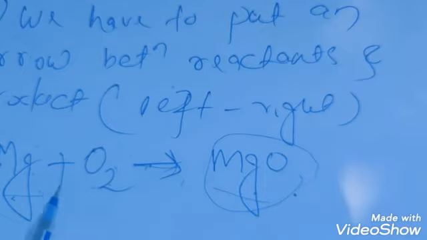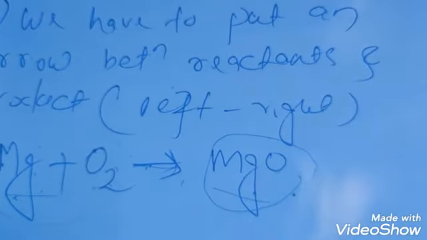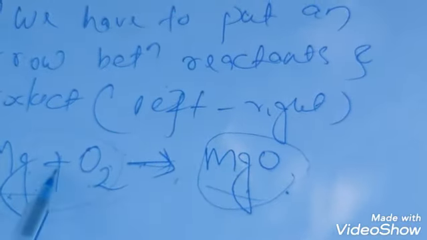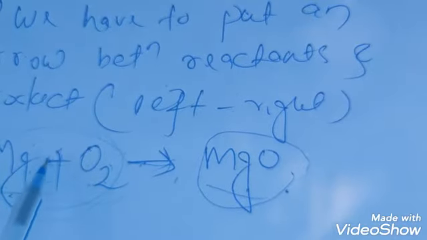The second point is we have to put a plus sign if there is more than one product or reactant. So these are more than one reactant, so we have to put a plus sign between the two reactants. Next, the fourth point is: what are unbalanced equations, what are balanced equations, and what are skeletal chemical equations.